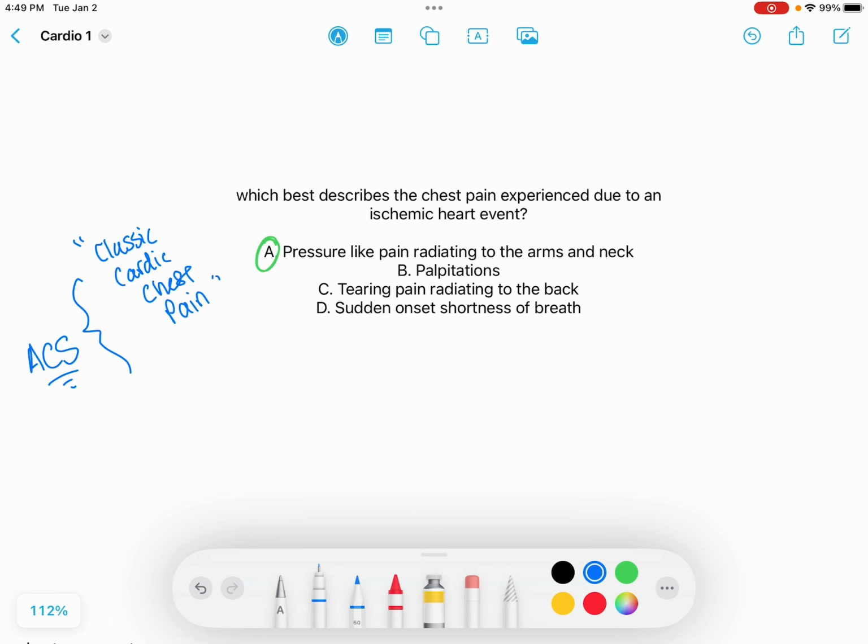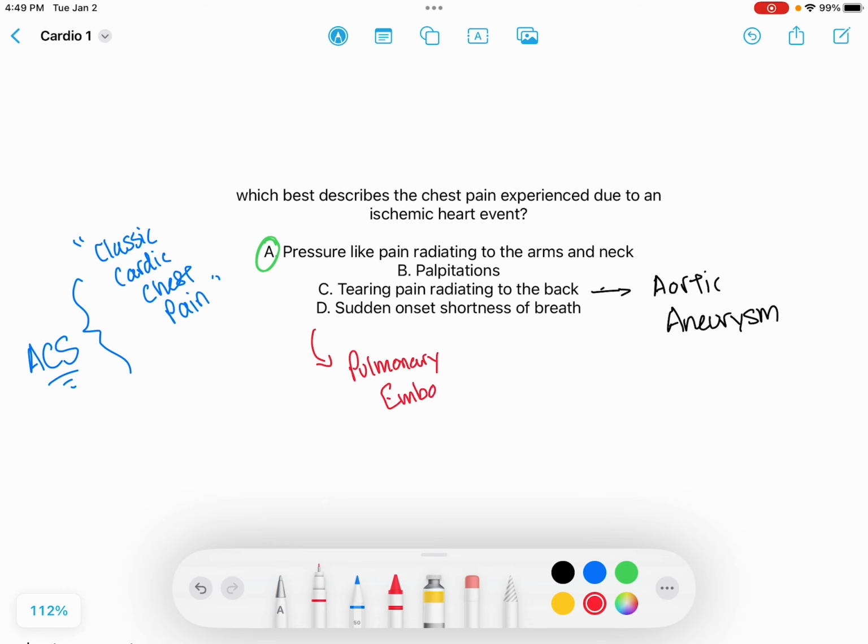Tearing pain radiating to the back. This is more indicative of an aortic aneurysm, which we'll talk about in another video. But that tearing pain is more indicative of that. And then sudden onset shortness of breath. This is what we think more of with like a pulmonary embolism.